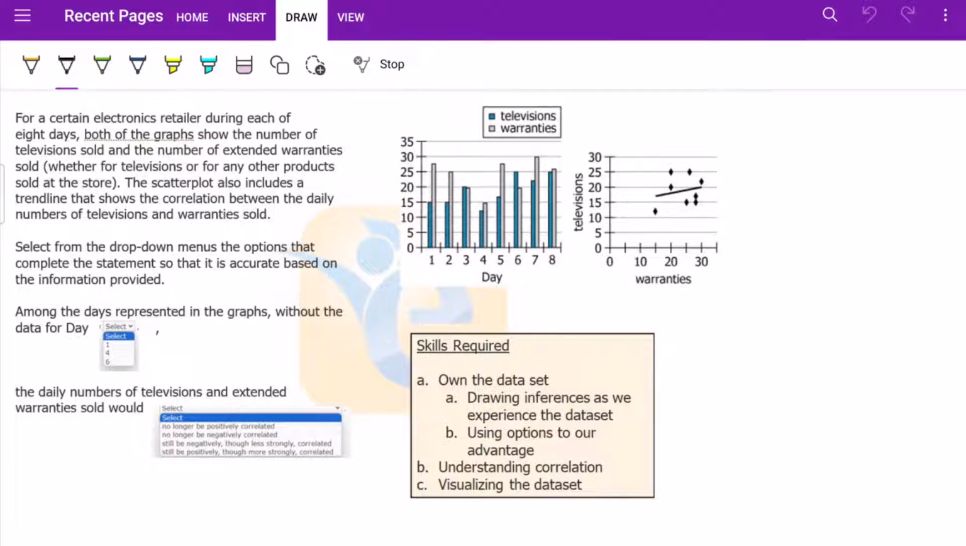Welcome to the solution. The most important skill required to solve this question include owning the dataset, which basically means drawing inferences as we experience the dataset as we read along. Second thing is using options to our advantage. We should also include these options when we are trying to analyze the question.